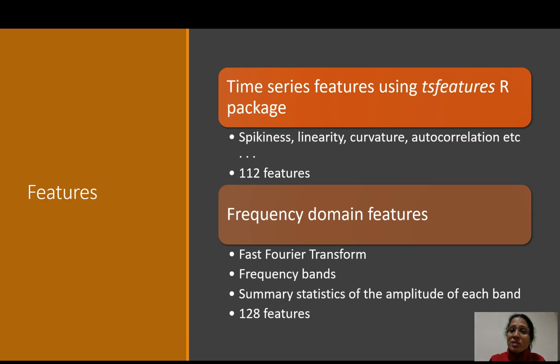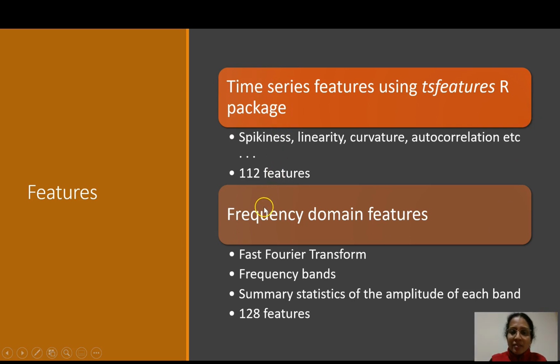To compute the time series features, we used the R package tsfeatures, and in total we had 112 features. They had things like spikiness, how spiky is the data, how linear is the data, the curvature of the data, and then autocorrelations, and second derivatives, these kinds of features we had.